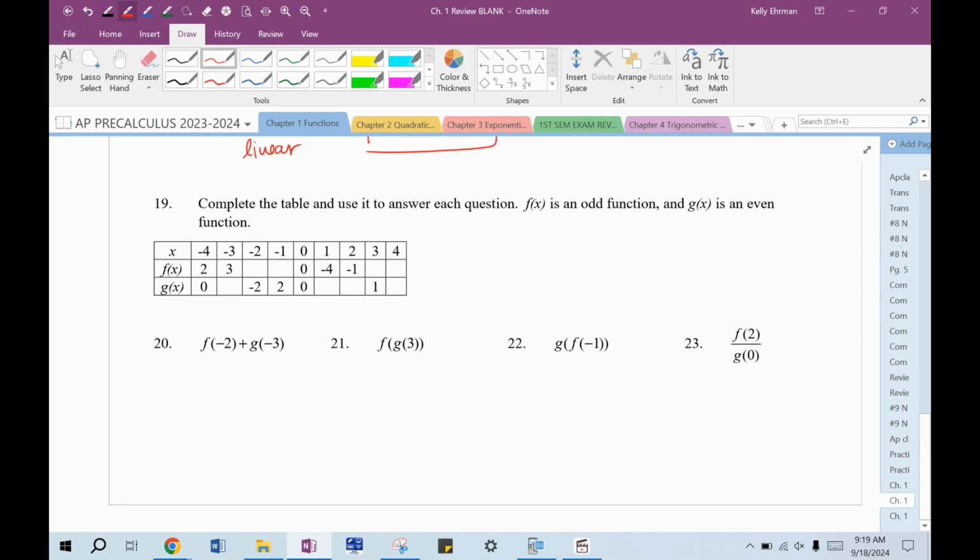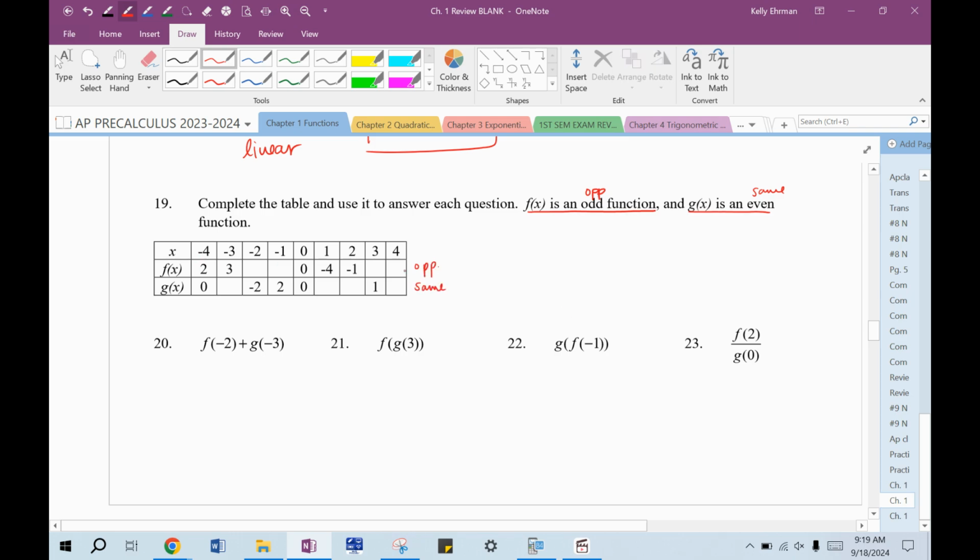Okay, now we're on to our table stuff. Complete the table and use it to answer these questions. F of x is odd, which means the signs will be opposite on opposite x's. And g of x is even, which means the signs will be the same. So again, maybe you write a note to yourself: opposite, same. What does that mean?